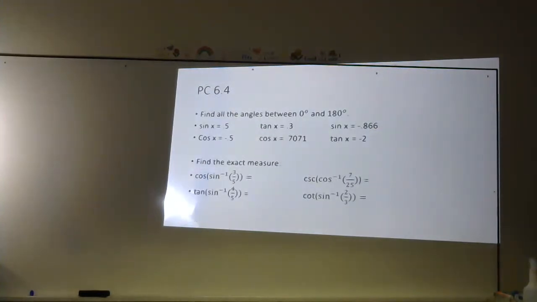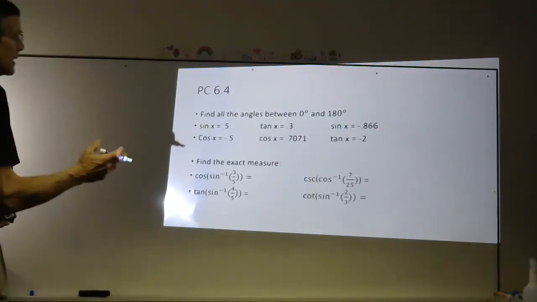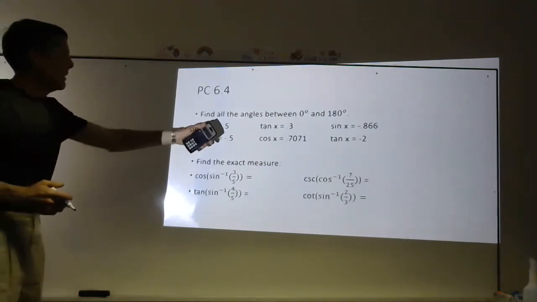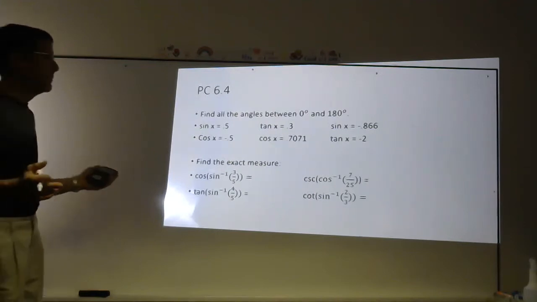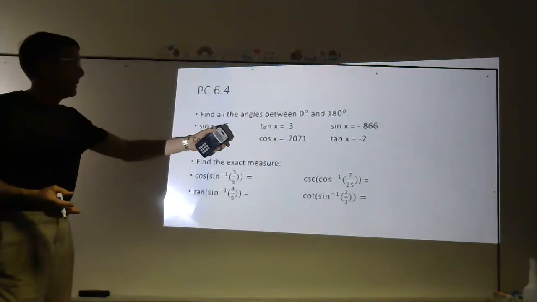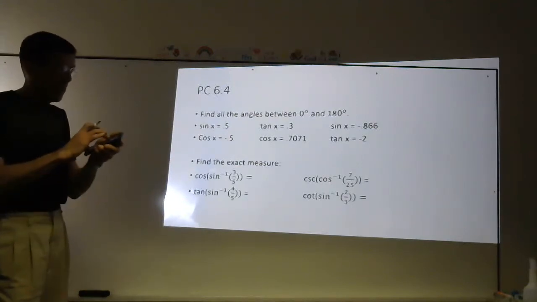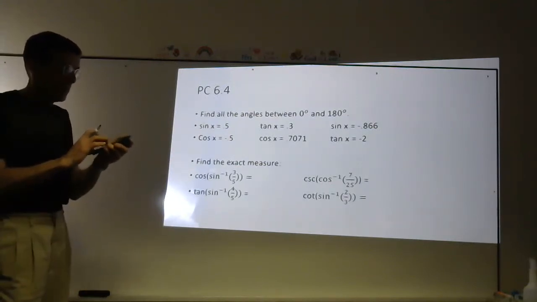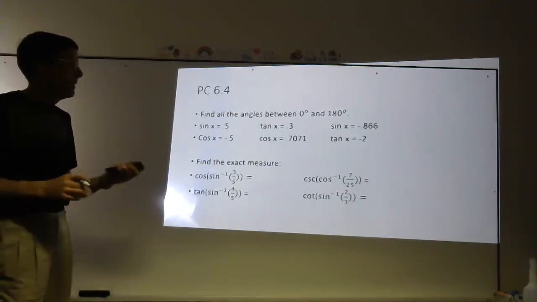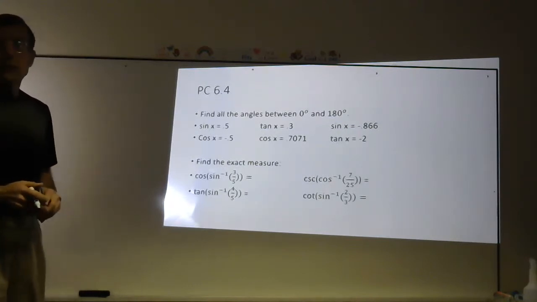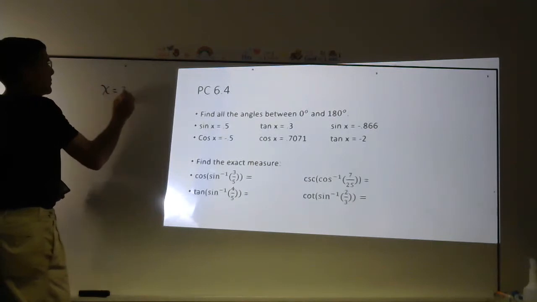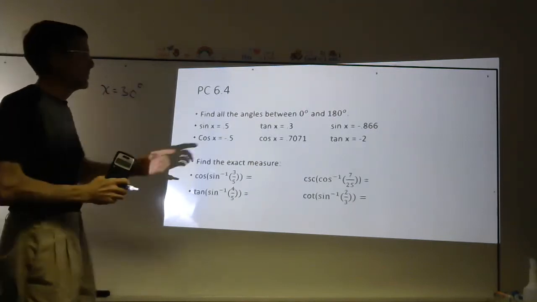So let's talk about some problems. Okay, find all the angles between 0 and 180 where the sine of the angle is 0.5. Now, your calculator is going to be your best friend on these problems. We want to find the angle that has a sine of 0.5. So we do a second function sine of 0.5, and I get 30 degrees. Okay? So I get 30 degrees. So I know this first problem that x is 30 degrees, but let's follow the directions.